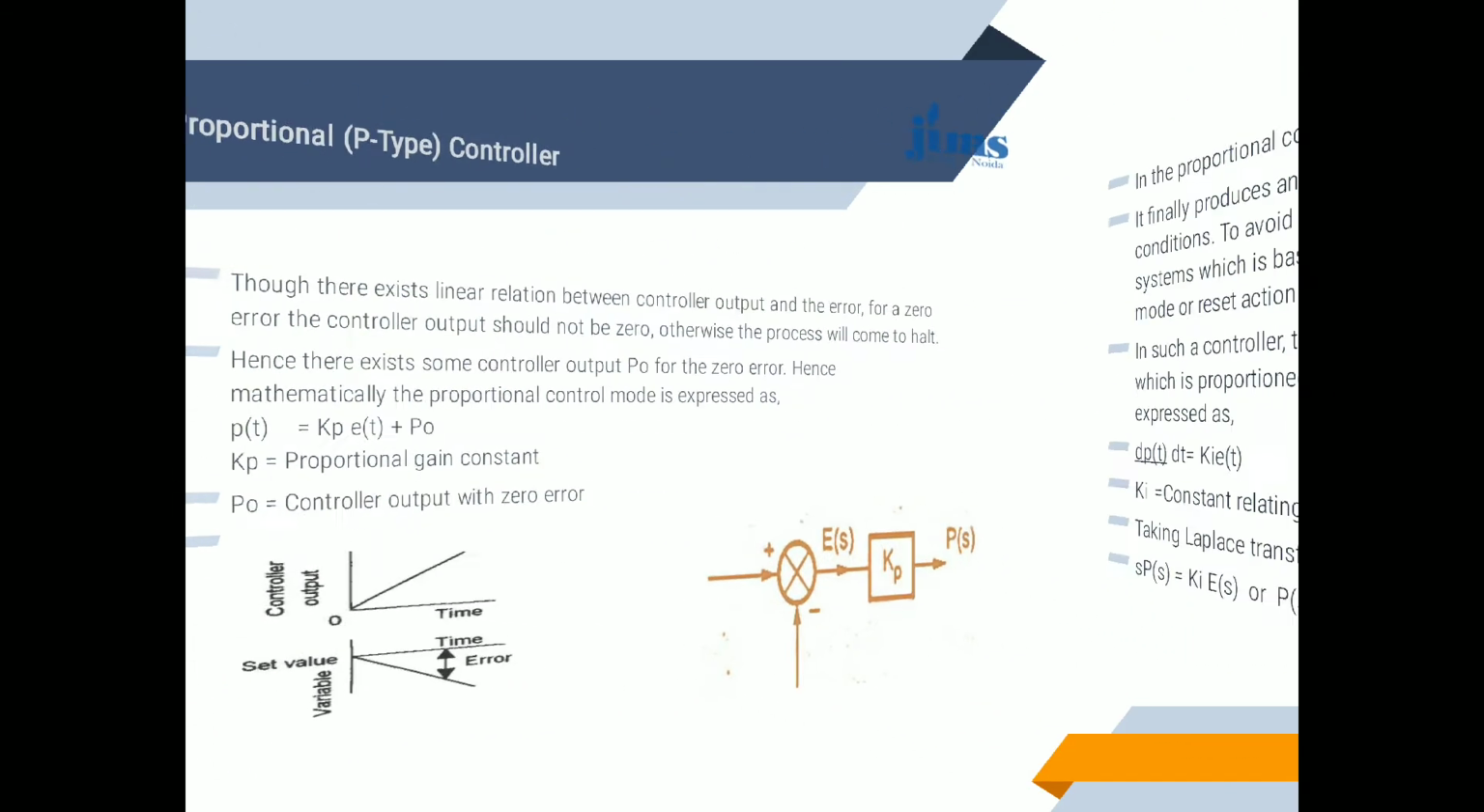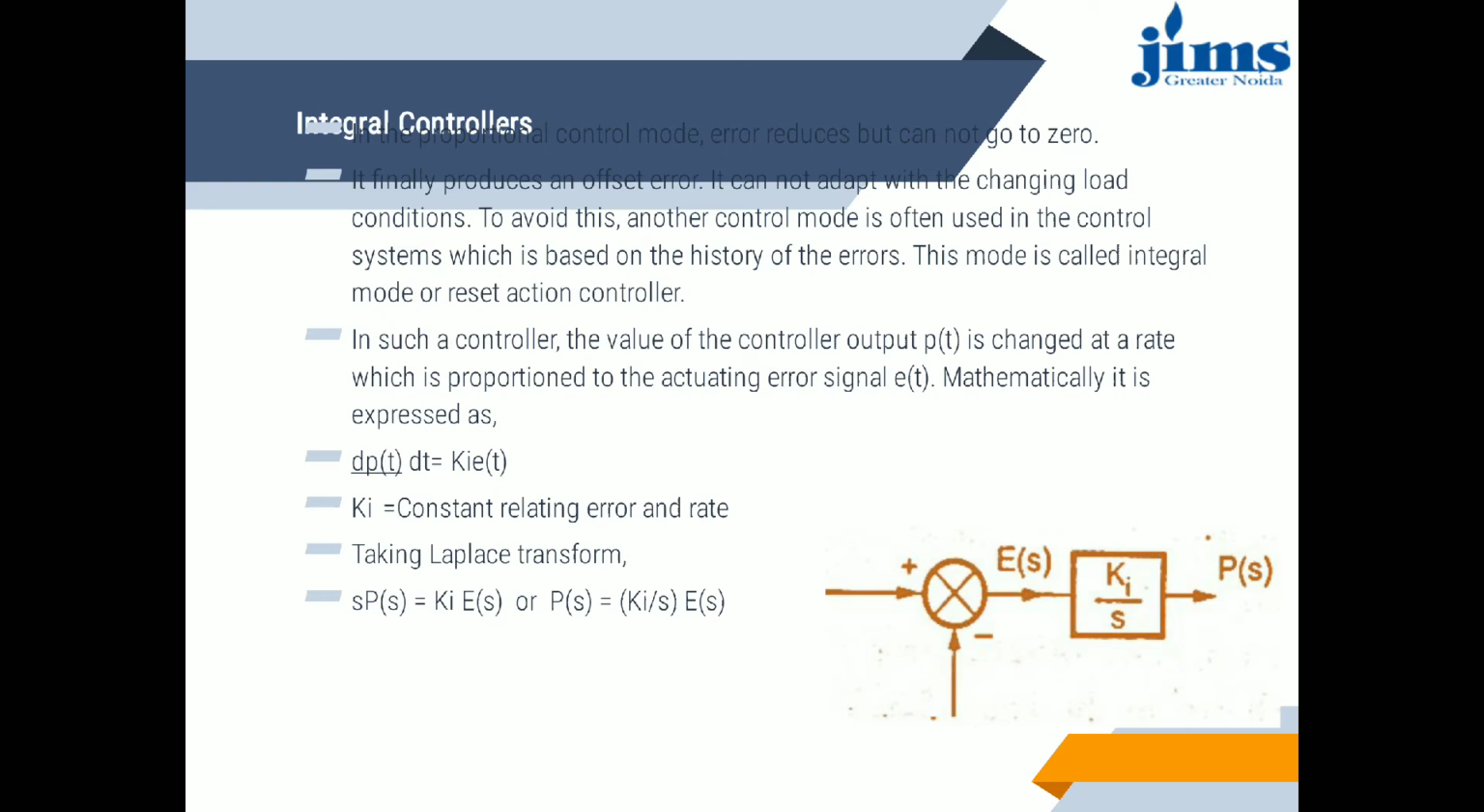Next is the integral control. In a controller with integral control action, the output of the controller is changed at a rate which is proportional to the actuating signal. That means dp(t)/dt is equal to Ki e(t), where Ki is the constant relating error and rate. Taking Laplace transform, we get sP(s) = Ki E(s), or P(s) = (Ki/s) E(s).